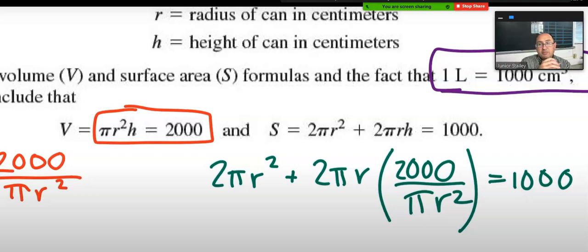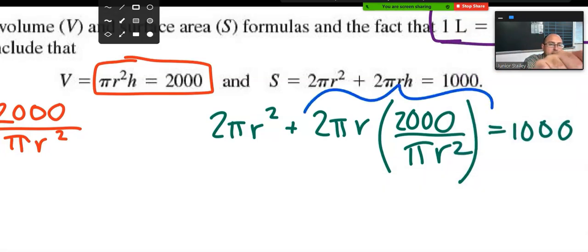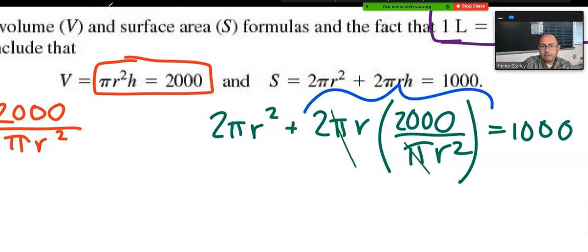So hopefully you can start seeing some canceling, maybe. Anything cancel out? Yep, pi. We got a pi in the numerator and a pi in the denominator, right? Pi divided by pi is 1. One of the r's, right? One of the radii, yes.